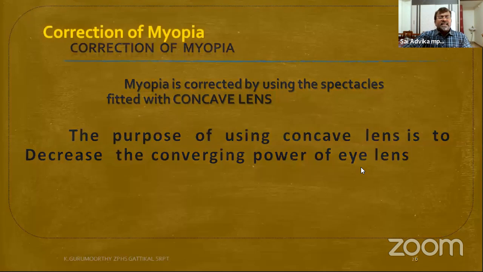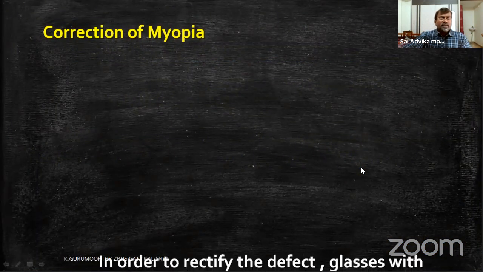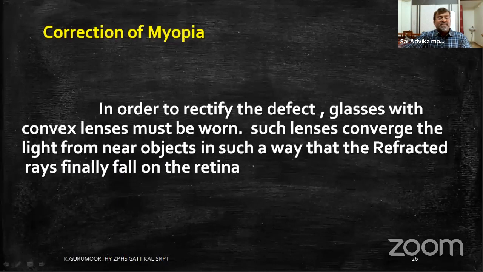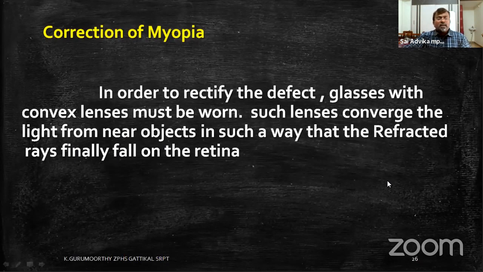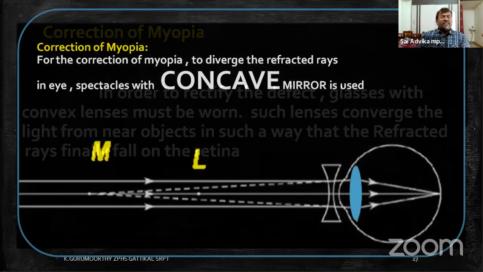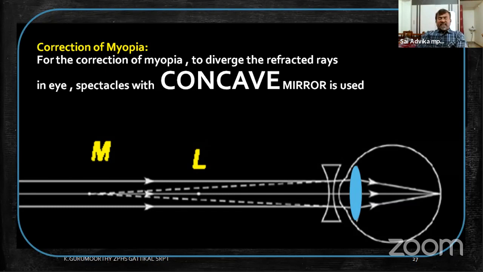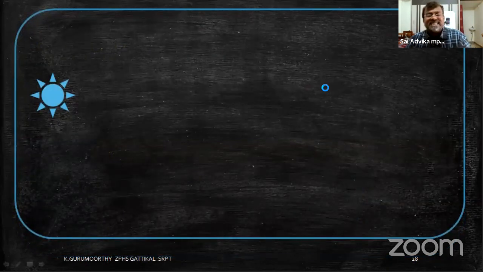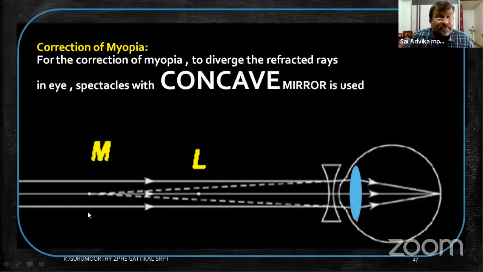Now let us see the ray diagram for the correction of myopia. In your exams, this question is repeated many times. So students, observe carefully. In order to rectify this defect, the glasses with concave lenses are used to diverge the refracted rays in the eye. It is not a mirror; actually it is written mirror, but it is a lens. See what happens in this case. It is very important, pay attention.